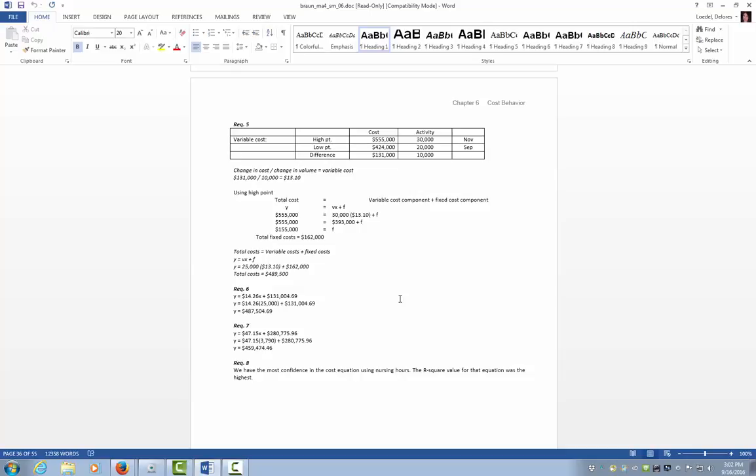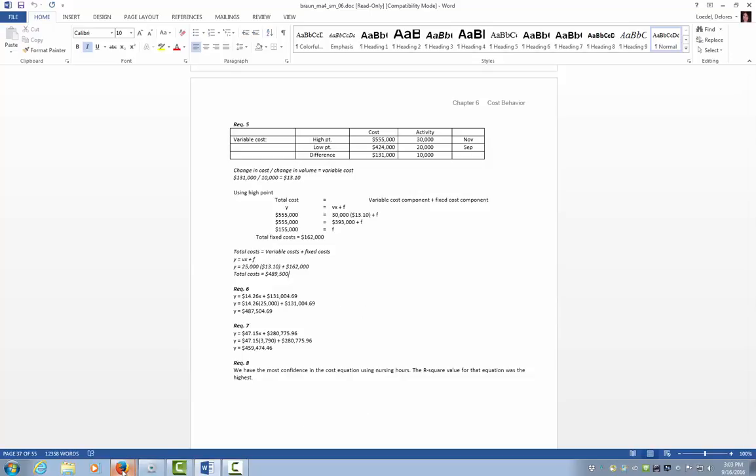The last part of requirement 5 said to predict total overhead costs if 25,000 nursing hours are predicted for the month. So now we can just plug into our formula the 25,000 nursing hours multiplied by our variable cost per unit plus our fixed costs, and we can predict that our total cost would be 489,500. Okay, let's now look at the last 3 requirements.